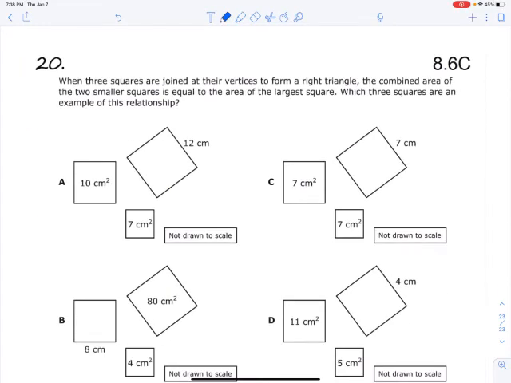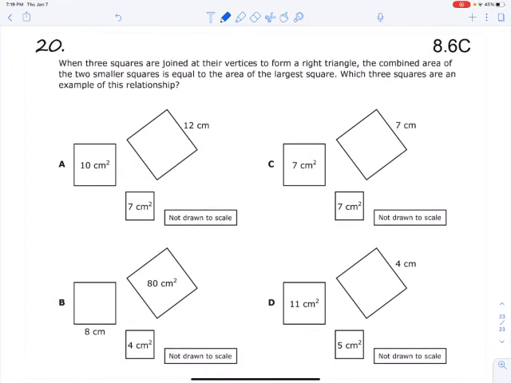And last but not least, Pythagorean Theorem. When three squares are joined at their vertices to form a right triangle, the combined area of the two smaller squares is equal to the area of the largest square. Which three squares are an example of this relationship? Okay, so an area is always going to have a centimeter squared. Okay, so we know they're squares, but it says that it has a combined area of the two smaller squares is equal to the area of the larger square.